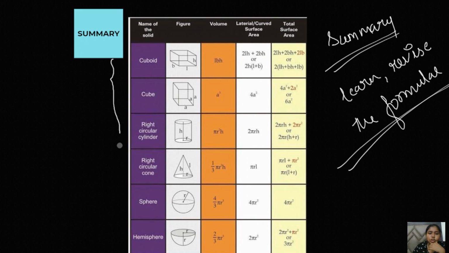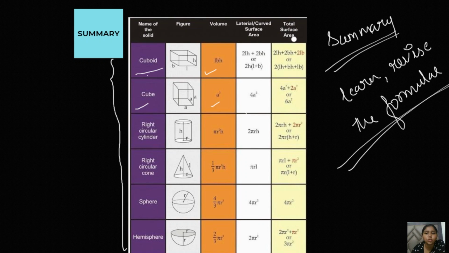In the cuboid, the volume is L into B into H. The lateral or curved surface area is 2LH plus 2BH. Okay, this is the lateral curved surface area, and the total is 2LB plus 2BH plus 2HL. In the case of cube, the volume is A cube, the lateral curved surface area is 4A square, the total surface area is 6A square.